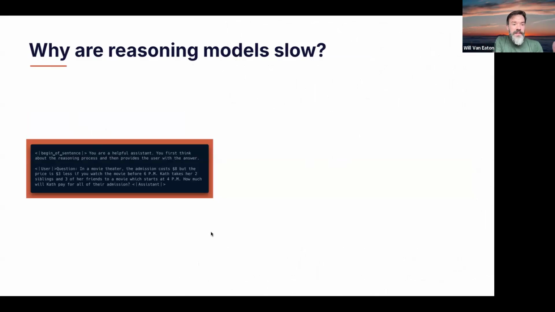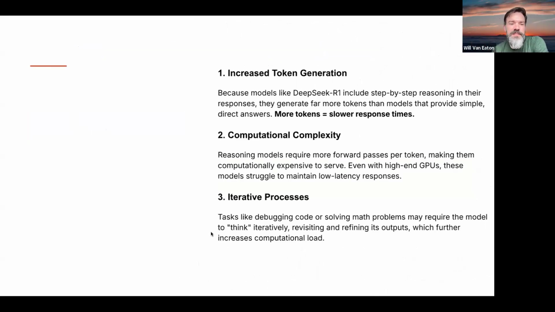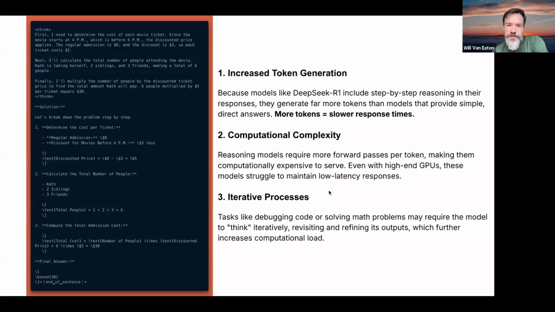So why are they slow? Here's an example prompt, a very tight prompt. Here's an example of what part of the response could look like. This is a fairly conservative example, but reasoning models add this chain of thought visualization. Everything you see at the top part in between the think tags includes the step-by-step reasoning behind their responses. So it's more tokens.